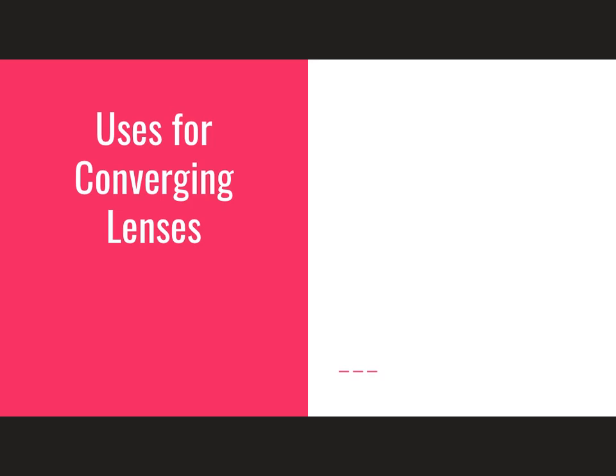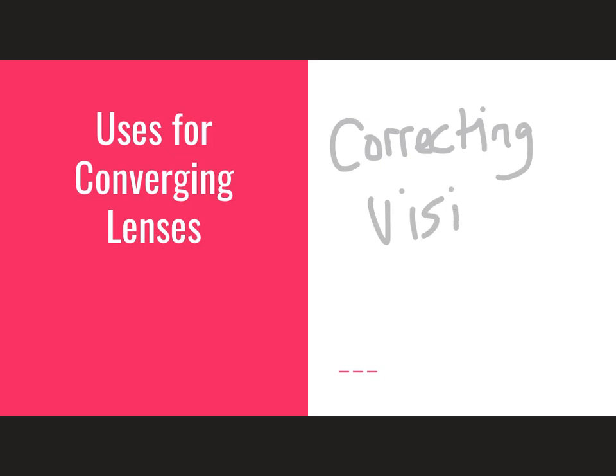The other thing to keep in mind when we're working with lenses is this idea, I mentioned the microscope and the telescope before, but some other uses are also correcting vision. You'll see later on in the lesson how we can use converging and diverging lenses to correct vision for people who may have nearsightedness, farsightedness, astigmatism. Those are all things that we can correct using very specifically sculpted lenses.